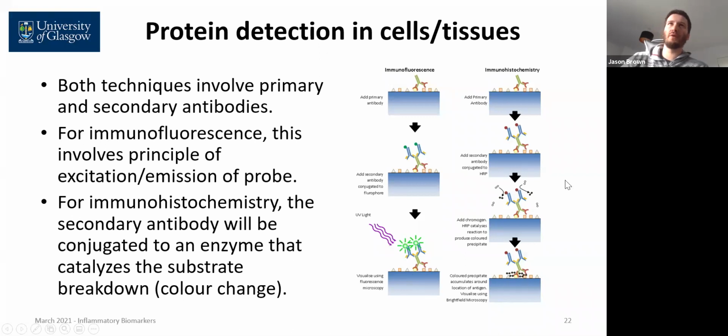On the right-hand side, we have immunohistochemistry. Basically, if the protein is present, you'll have an antibody attaching, the primary antibody. The secondary antibody is conjugated to an enzyme, horseradish peroxidase, for example. Once you add the substrate, the enzyme will catalyze the reaction in a similar manner to the process of an ELISA, and you get the production of a colored precipitate. This colored precipitate can then accumulate around the location of the antigen or the protein, and this can be visualized using normal light microscopy.